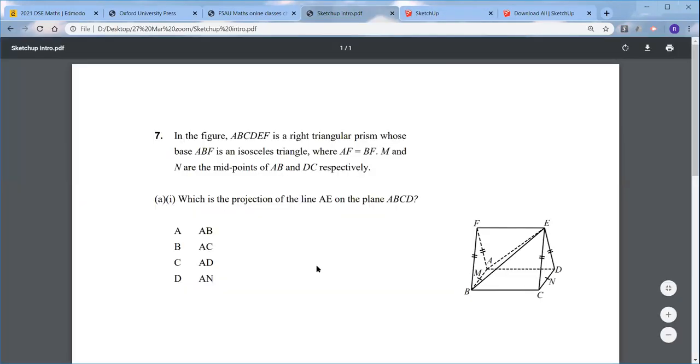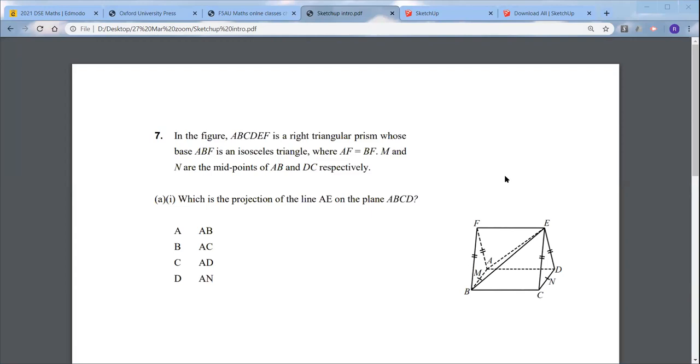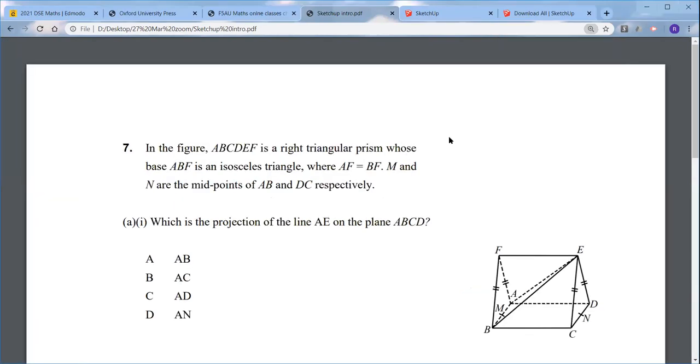Okay, so this is the first question. I'm going to do this polling again. Here we have this, let me make it bigger. Can you see? So we have this triangular prism, and in the prism we have a diagonal AE, the line AE. And we want to find the projection of the line AE on the plane ABCD.